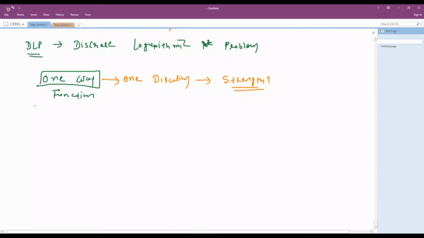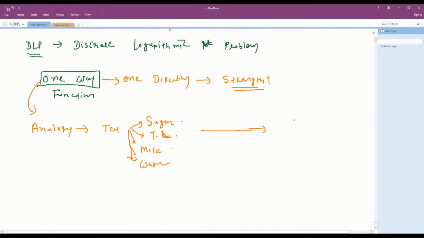Okay, I will give you one analogy and then you will easily understand what is a one-way function, right? So let's say that I want to make tea. So which ingredients are required? Sugar, tea leaves, milk and water. So if I'm having these four ingredients, I will be easily making some tea, right?